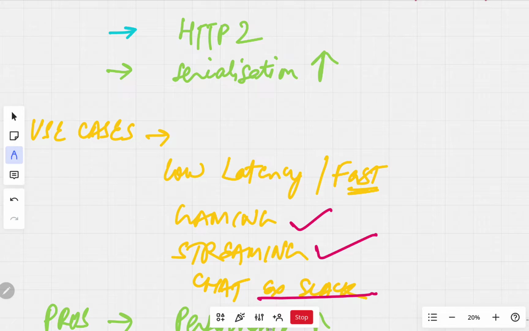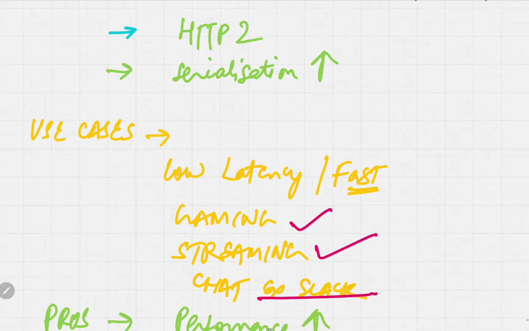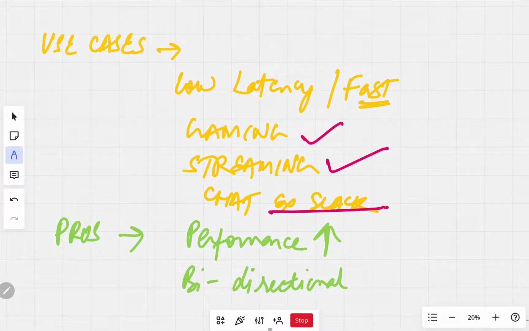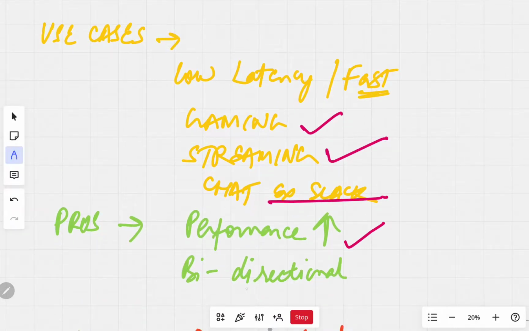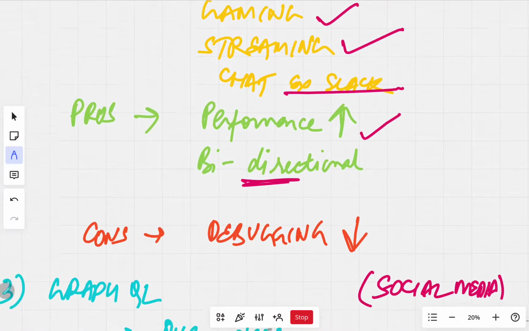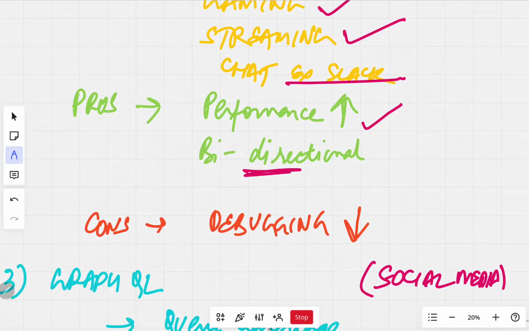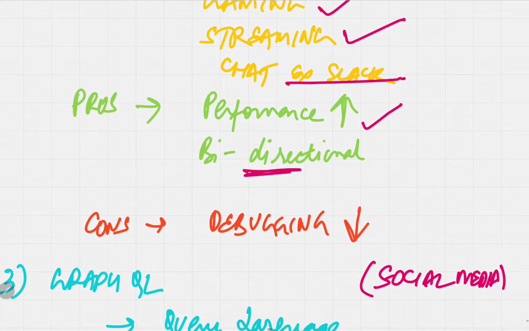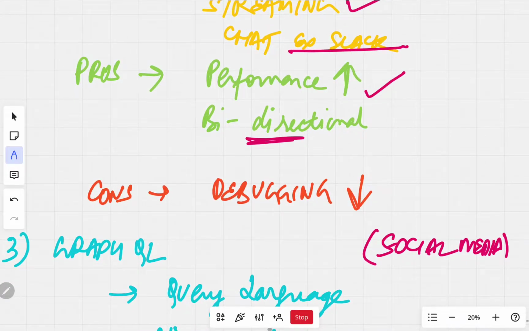Definitely it is fast and the latency is very low. Performance, and that too because it's bidirectional. Cons, a slight disadvantage, the debugging is not so simple. It requires some expert level to understand how to go about it.